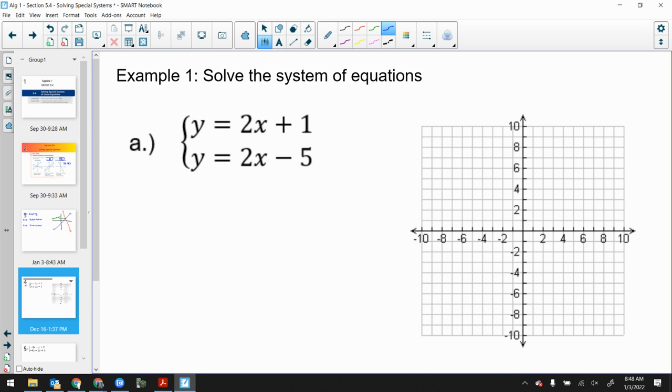All right, so what we're going to do right now is look at what that means in terms of those three solution methods, those three methods of solving systems.